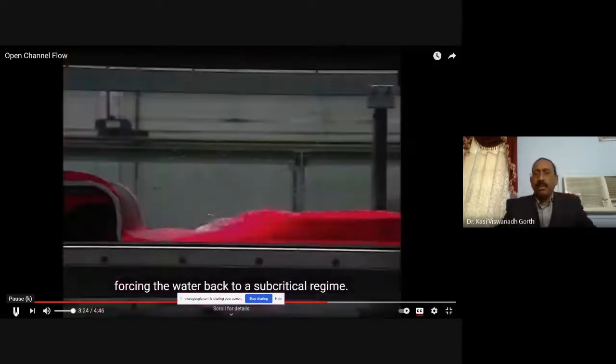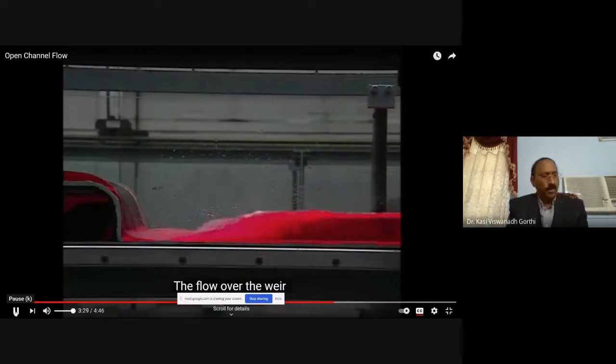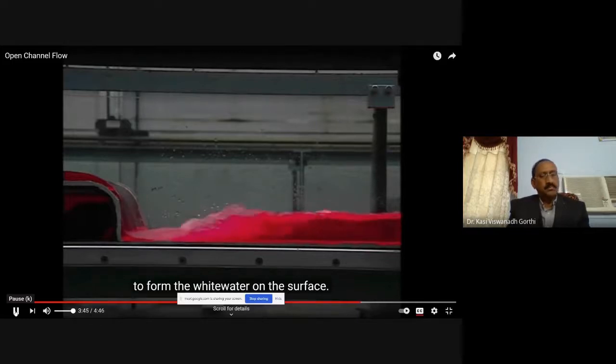The view from the side is much more striking. Flow over the weir and the shallow, fast supercritical flow contrast with the deeper subcritical flow downstream of the hydraulic jump. The jump itself takes the form of a jet of water close to the bed, with eddies peeling back off it to form the white water on the surface.